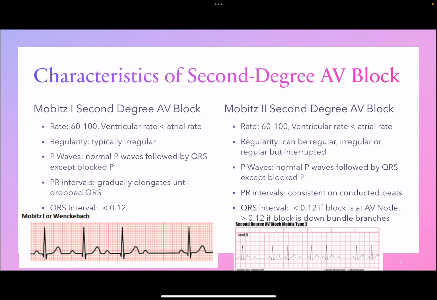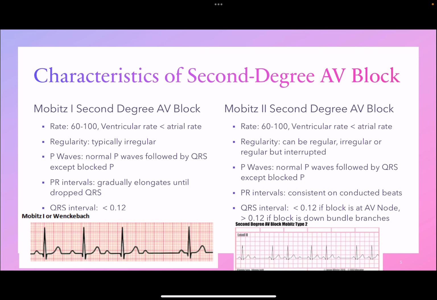This strip, again, is a very good example. On this first beat, we can see that we just completely missed. There is a P wave that is dropped and no subsequent QRS. And then we have another P wave and an immediate QRS after that. Then we have a normal sinus rhythm beat, and then on the third beat there's another P wave, and then it's dropped. We see another P wave and then a QRS.